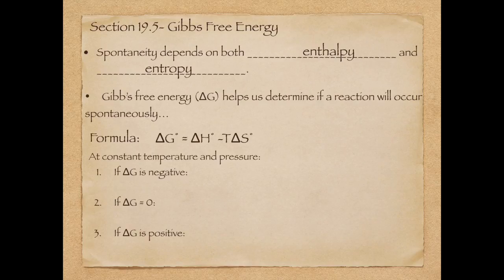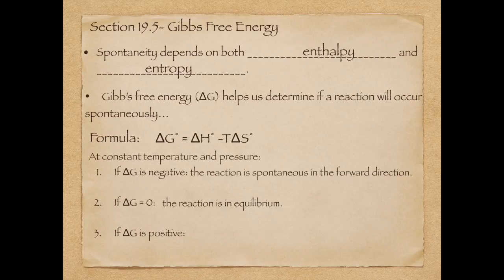Now, if delta G is negative, then what that tells you is that your reaction is spontaneous in the forward direction. So if you're given your enthalpy, you're given your entropy, and you calculate your Gibbs free energy, and the value you get, whatever it is, if it's negative, if it's less than 0, then your reaction is spontaneous. If it equals 0, then your reaction is in equilibrium.